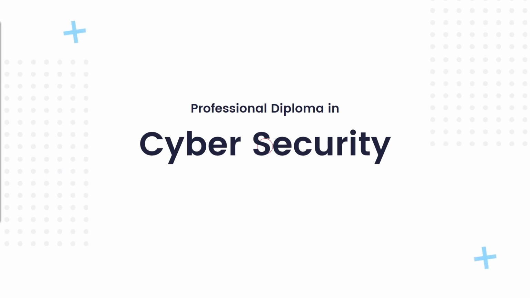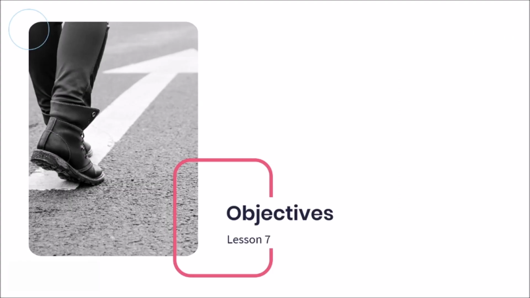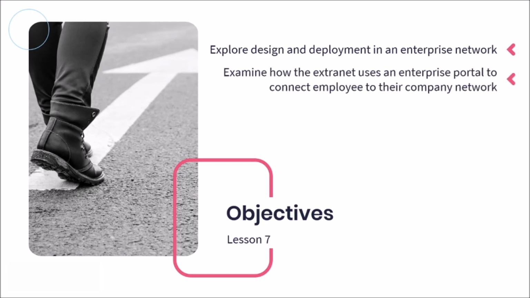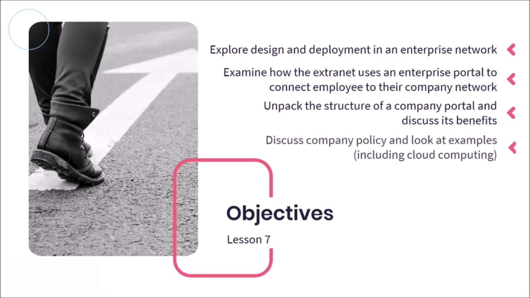Welcome to Lesson 7. Today we will be covering the design and deployment of an enterprise network. Now in this lesson, we will explore design and deployment in an enterprise network. Examine how the extranet uses an enterprise portal to connect employees to their company network, unpack the structure of a company portal and discuss its benefits, and discuss company policy and look at examples.